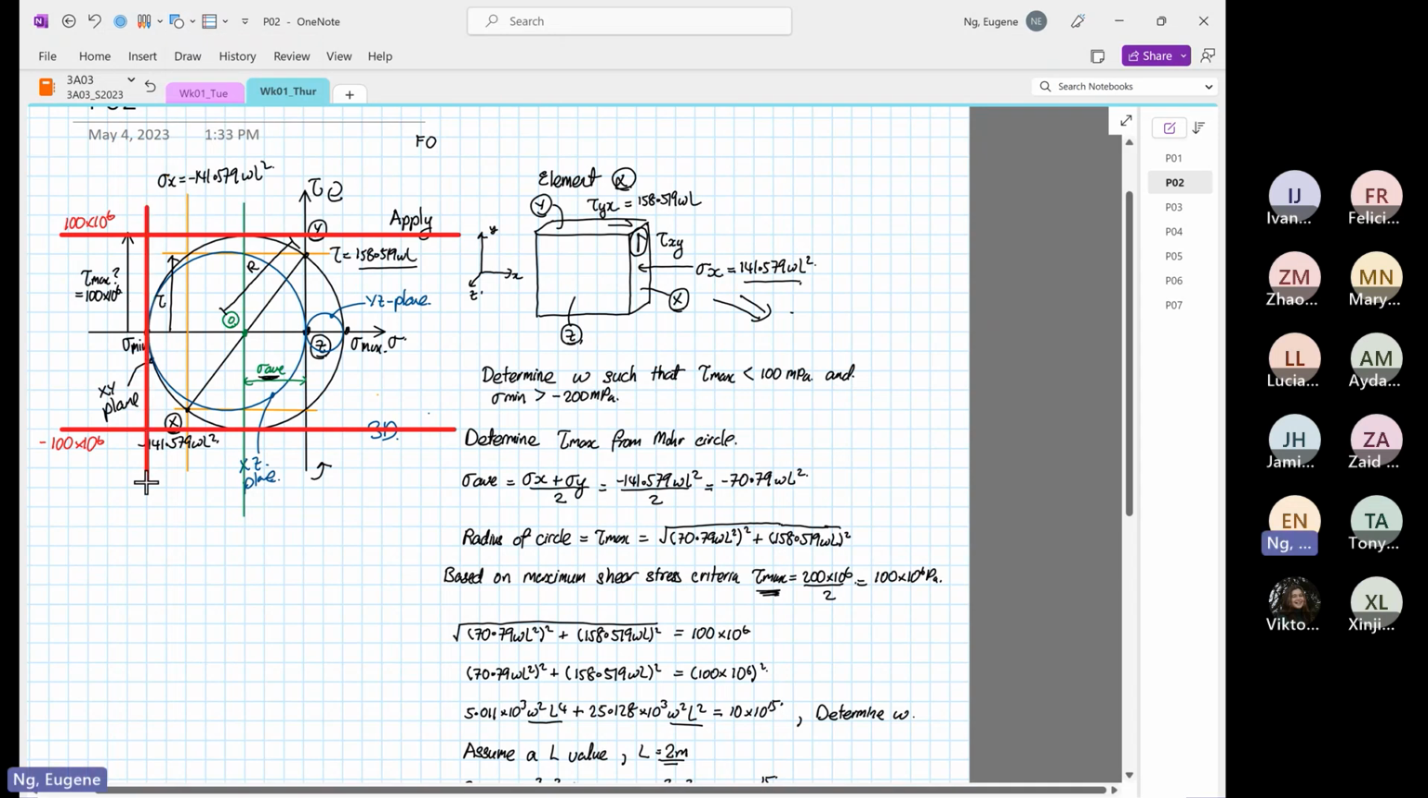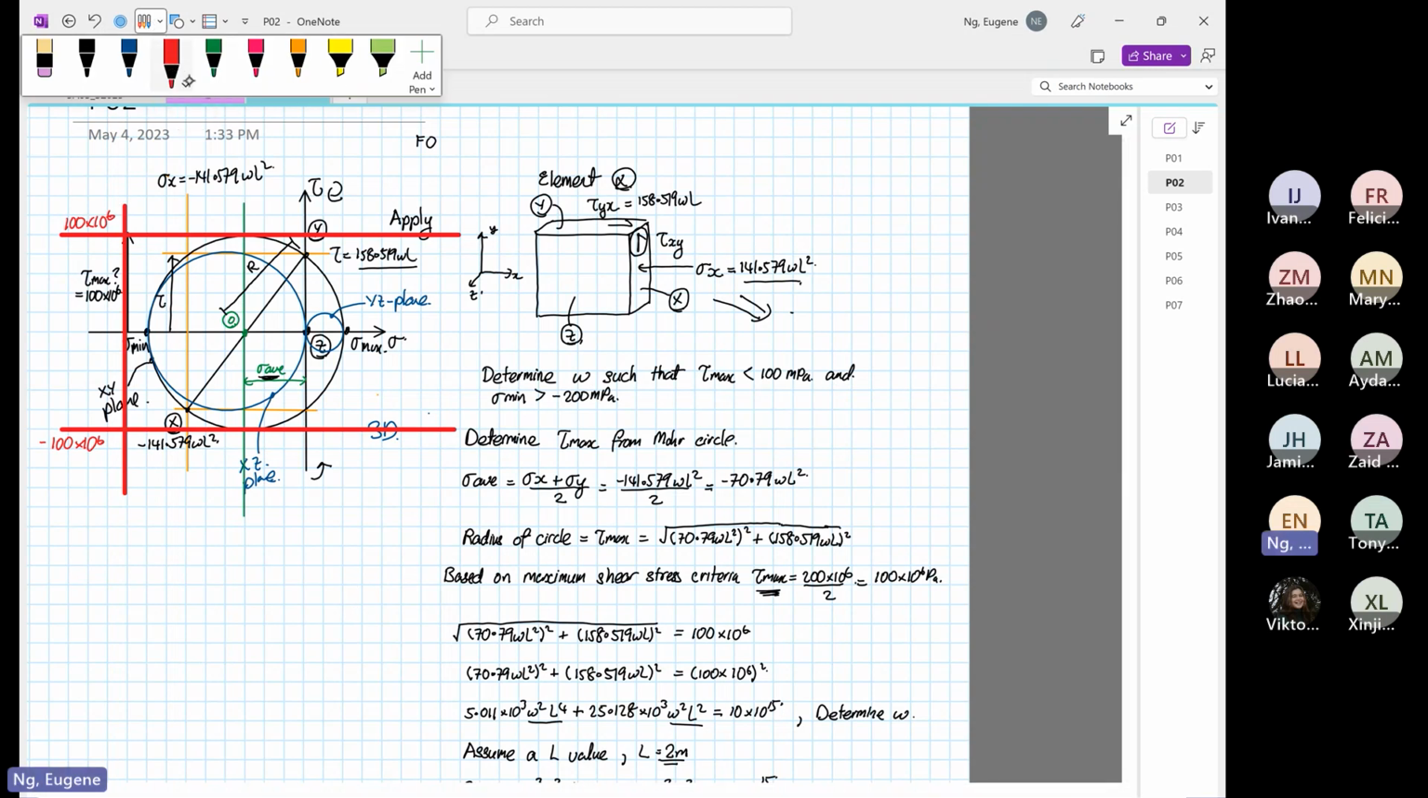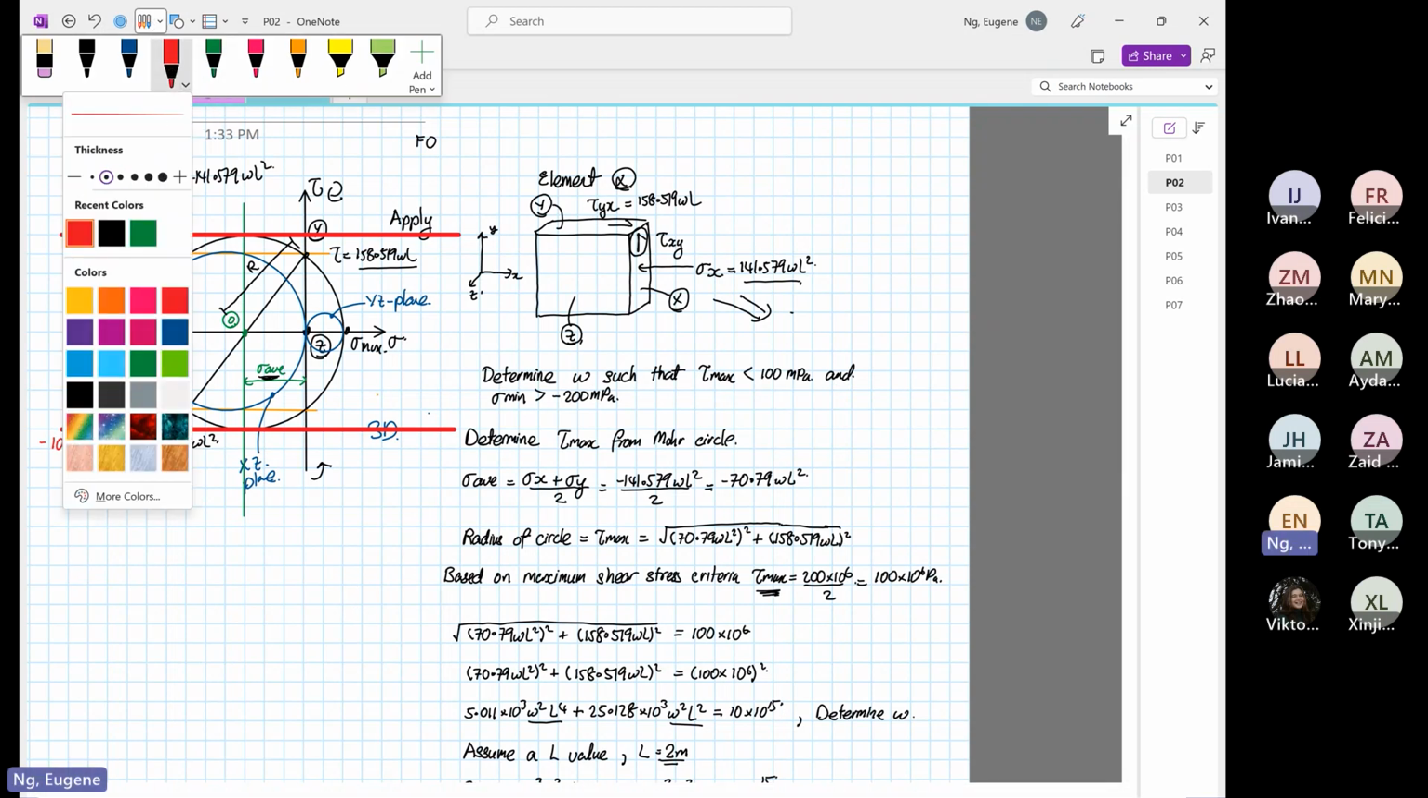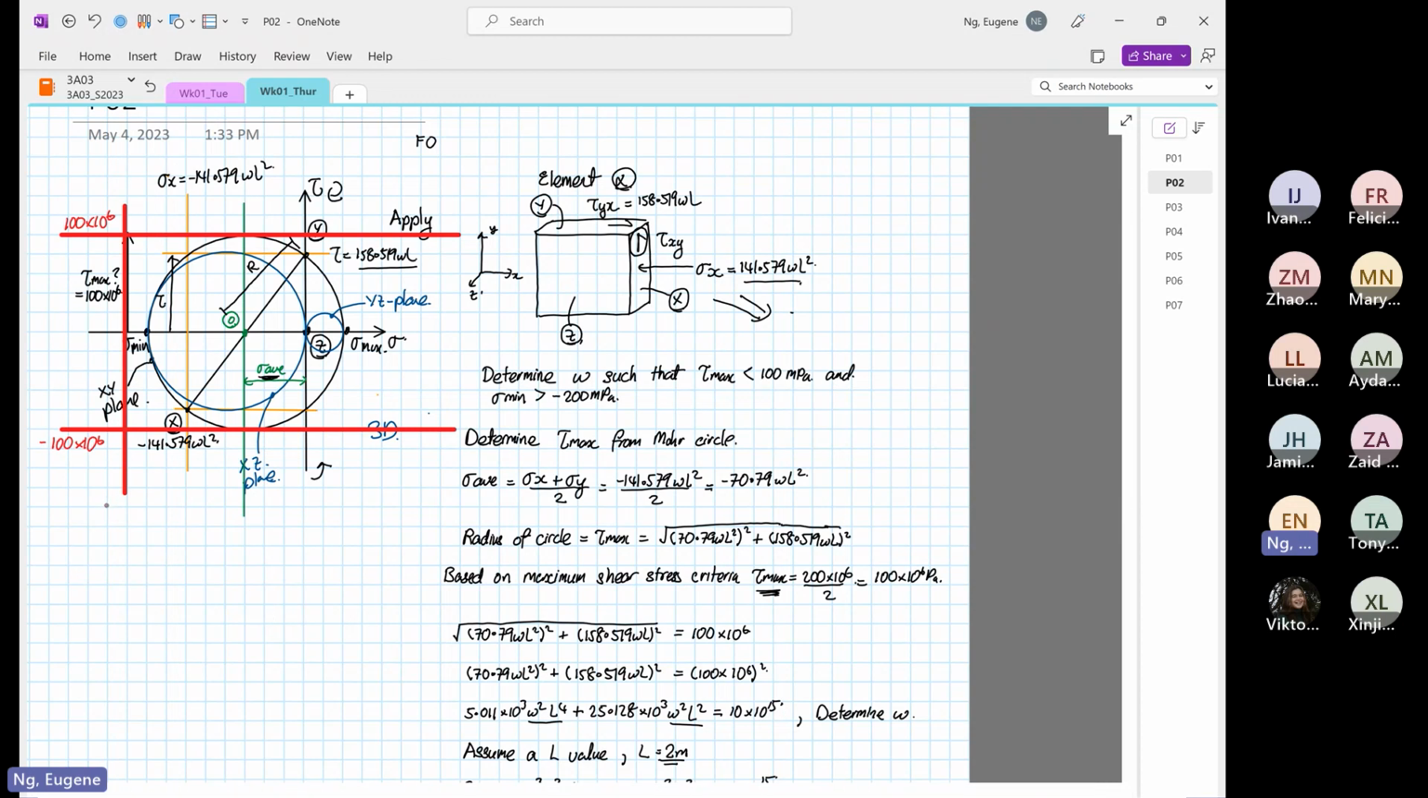Okay, this minimum stress over here. Okay, so I draw over here. So this over here, we know that it's given to us that this is equal to minus 200 times 10 to the power 6. We have to now determine what this value is.